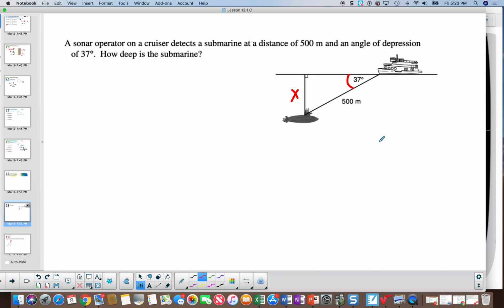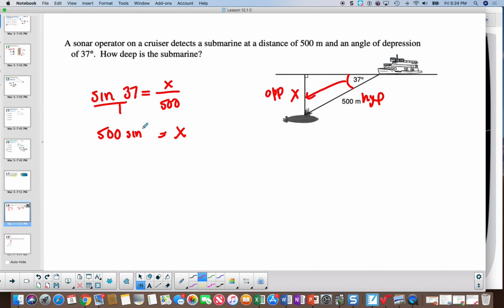And we are trying to find how deep this is. So we're trying to find x. So notice that we have an opposite and we have a hypotenuse. So this is a good candidate for sine. Sine of 37 is equal to x over 500. And then I'm just going to go over 1 and cross multiply. So 500 sine of 37.